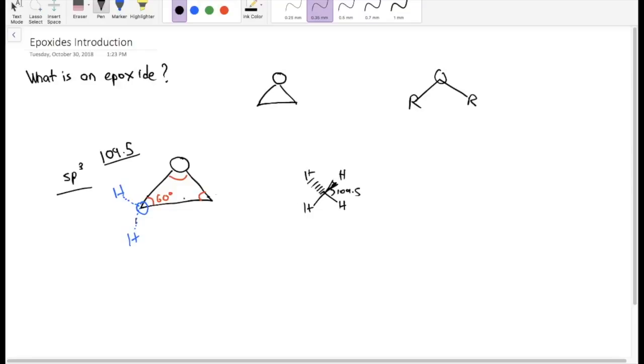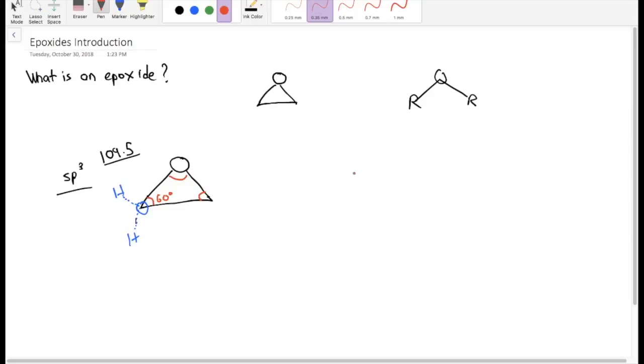But over here we have 60 degrees. That is an insane strain caused by those angles. That carbon-oxygen bond does not want to be in that position. So you can think about the reason why epoxides are so reactive from the viewpoint of springs.